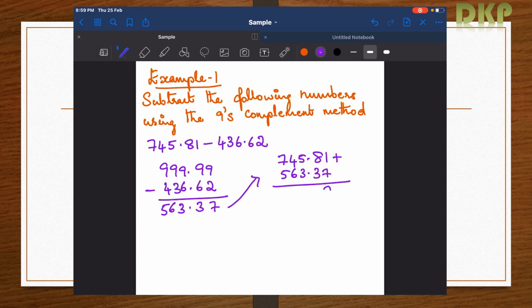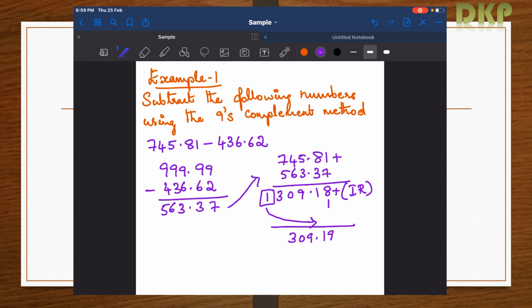So that you will get the answer as 309.18, and a carry is there. So this is the intermediate result. After this addition, if you get a carry, that carry should be added with this intermediate result. So when you add this carry with this intermediate result, you will get the answer as 309.19.